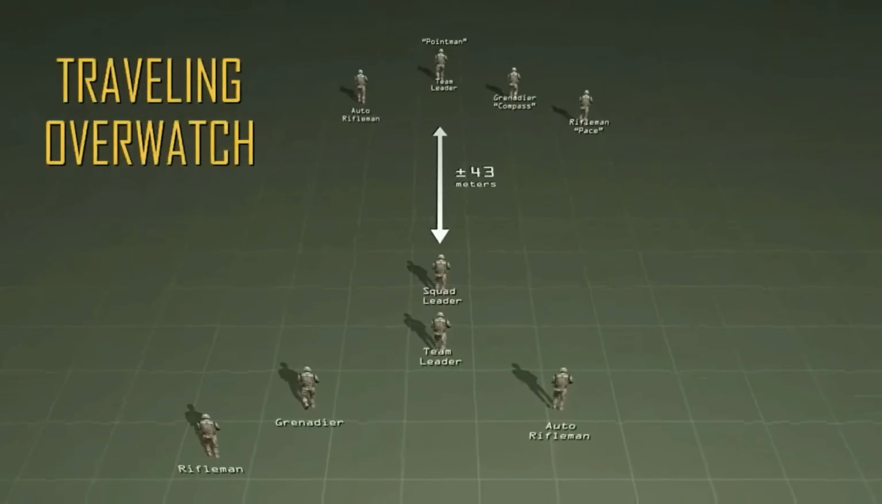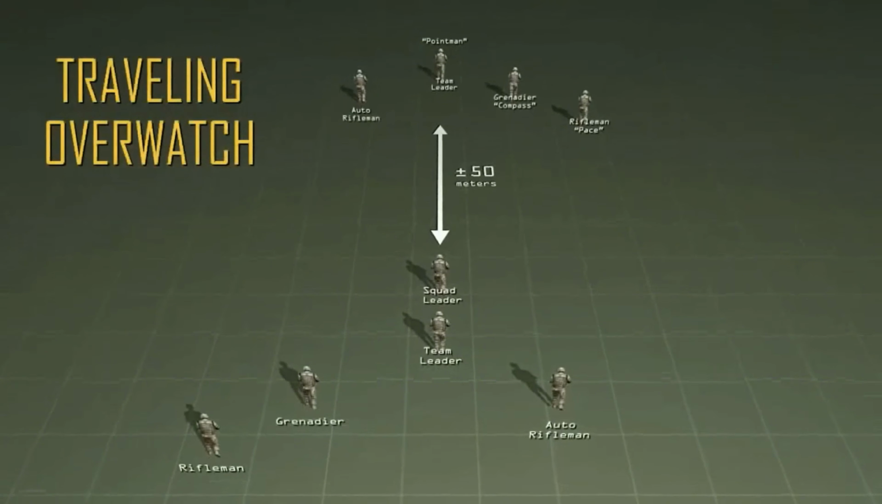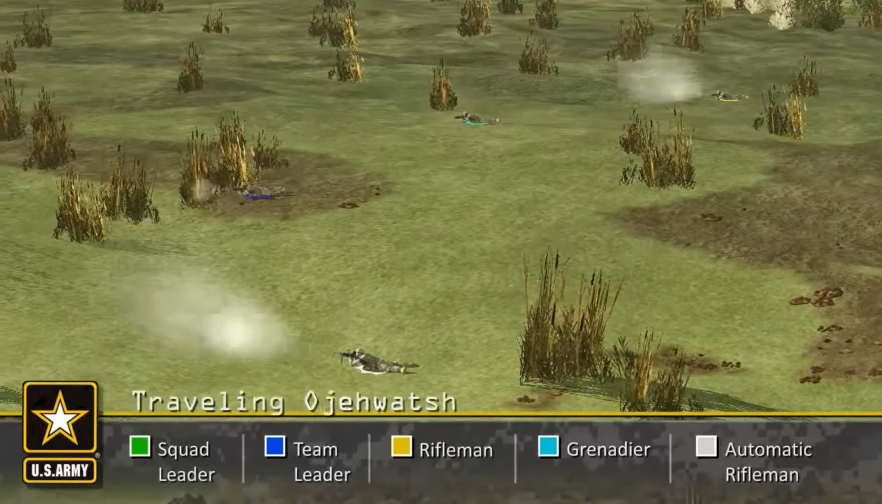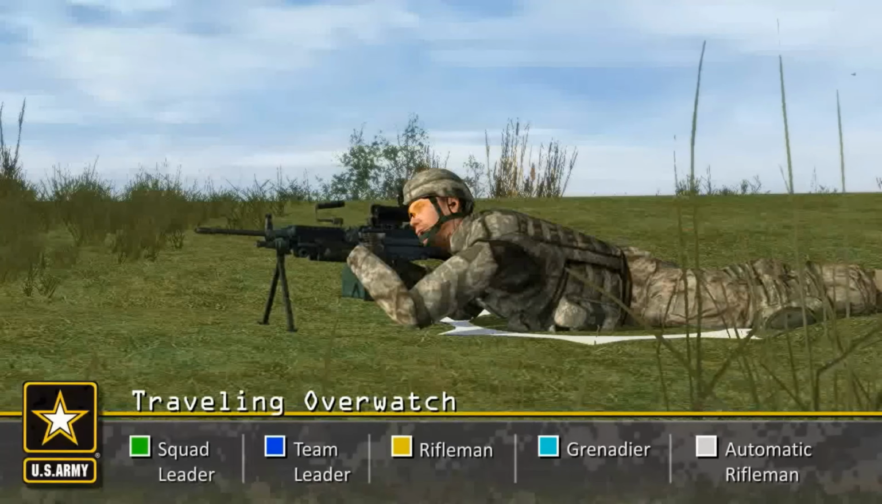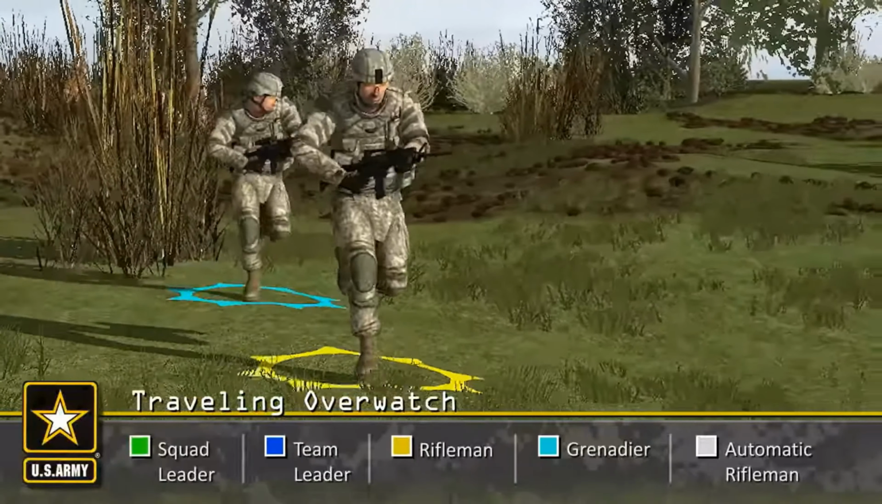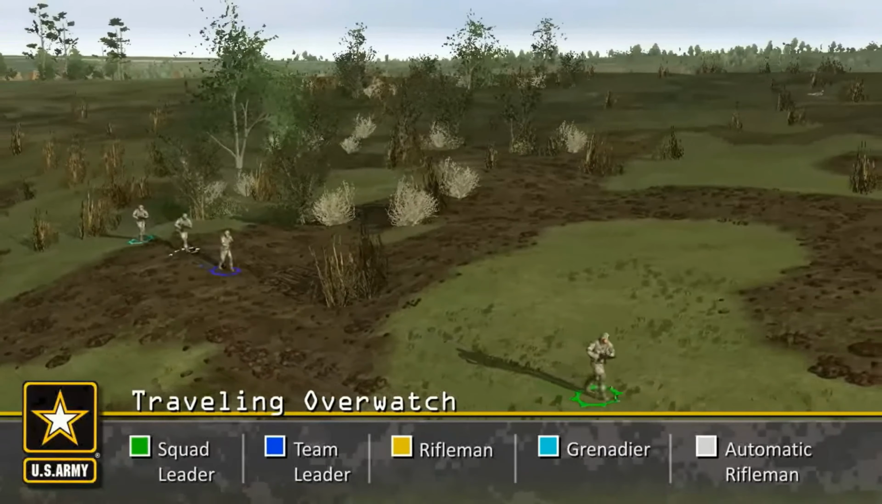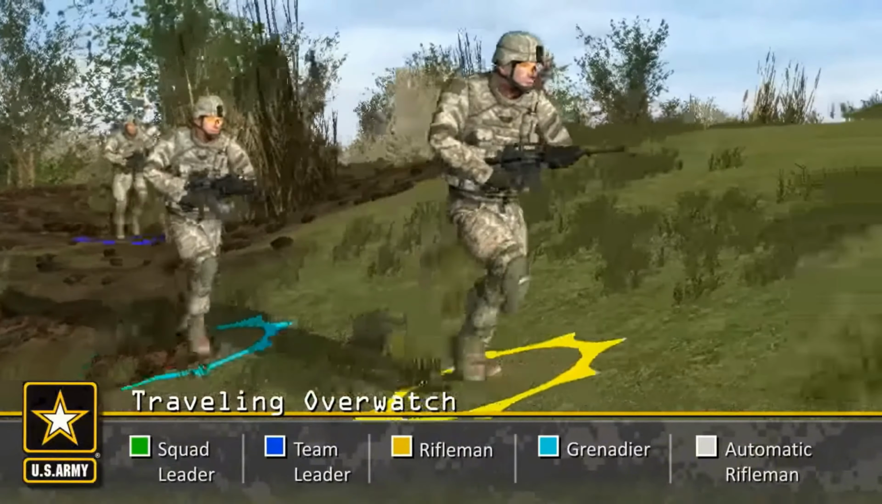Traveling overwatch is used when enemy contact is possible, but the squad must move quickly to accomplish the mission. The lead fire team is pushed out further, approximately 50 meters, so that if contact is made with the enemy, the squad leader can limit that contact to the lead fire team. This allows the squad leader to maneuver the trail fire team around the lead team without the maneuver team being engaged by the enemy.